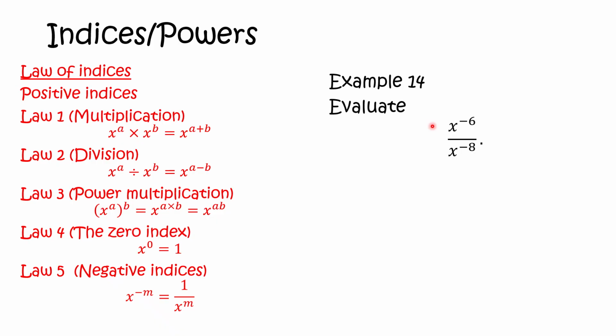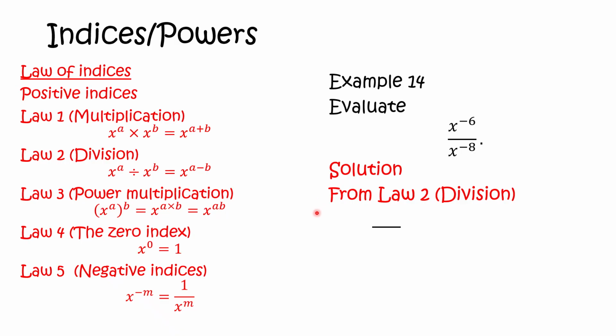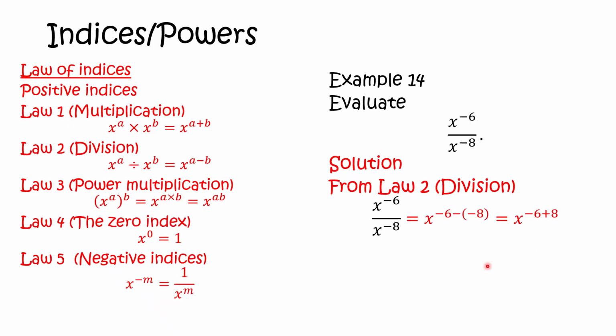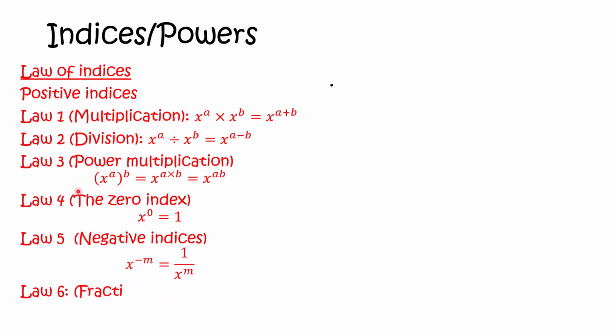Example 14. Evaluate that. So now with this example 14, we are saying from law number 2 of division, we can actually simplify our work in this manner. We have x to the minus 6 minus minus 8, which becomes a positive, so that we have x to the minus 6 plus 8. Then our answer becomes x squared.